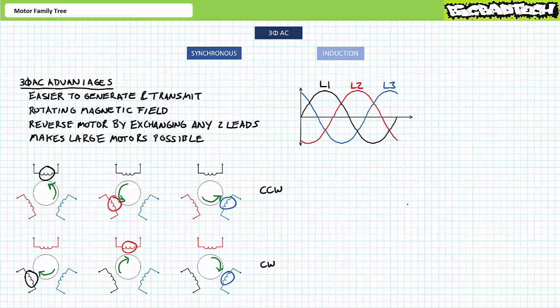Lastly, three-phase AC motors make it possible to create large motors, where the term large is a somewhat arbitrary line. Try lifting a lock gate on a dam with a single-phase AC motor.